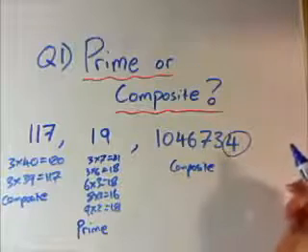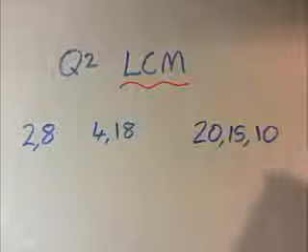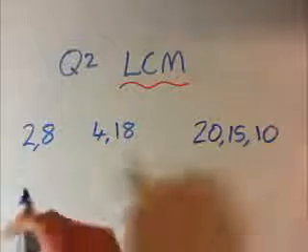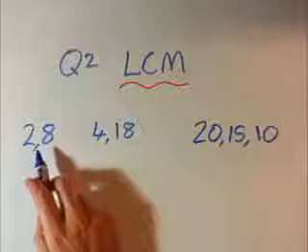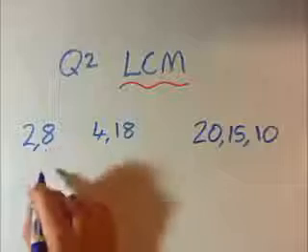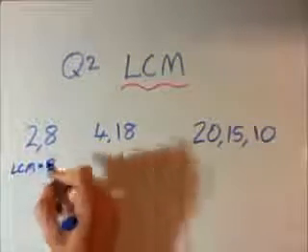And there we go. Okay, question 2 deals with lowest common multiple. So lowest number that both numbers, or all 3 numbers, go into. So the first one on the left here, 2 and 8. Well, 2 goes into 8, and also 8 goes into 8, because 1 times 8 is 8, so the lowest common multiple equals 8. Easy.